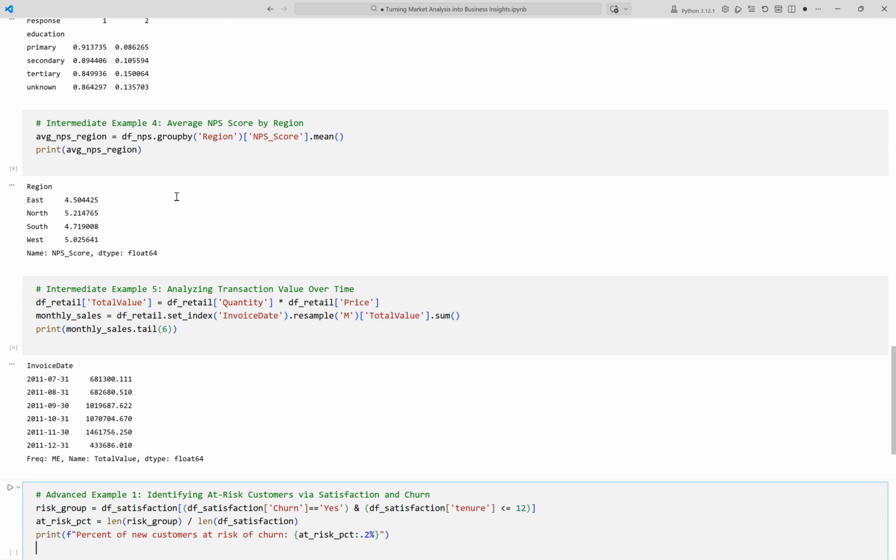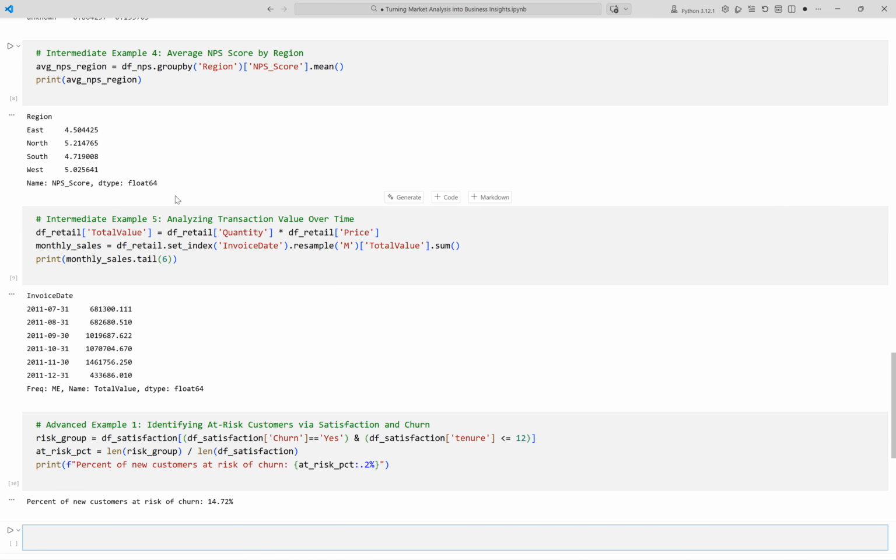Running the cell now. This output reveals that about 14.7% of new customers with a tenure of 1 year or less have already churned, highlighting a key risk group. The code filters for recent customers who left, helping us focus retention efforts where they matter most. Noticing this proportion allows us to target early satisfaction improvements to reduce churn in this vulnerable segment. How could you reduce risk among new customers?